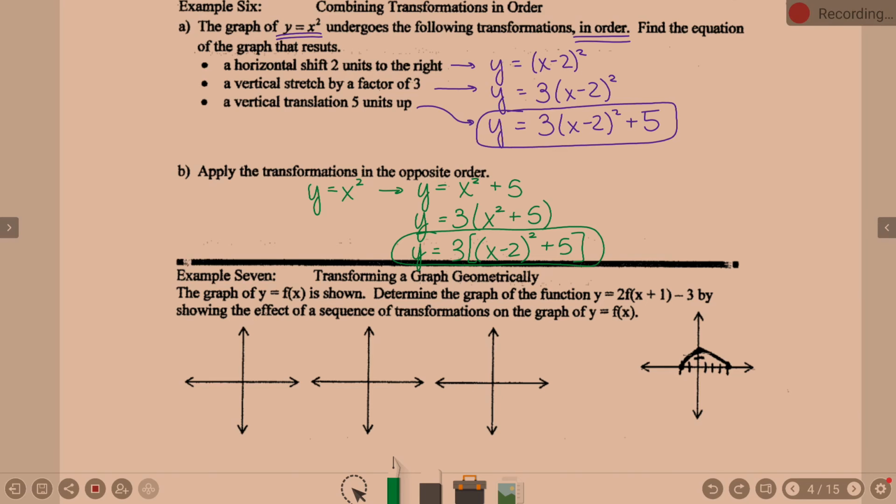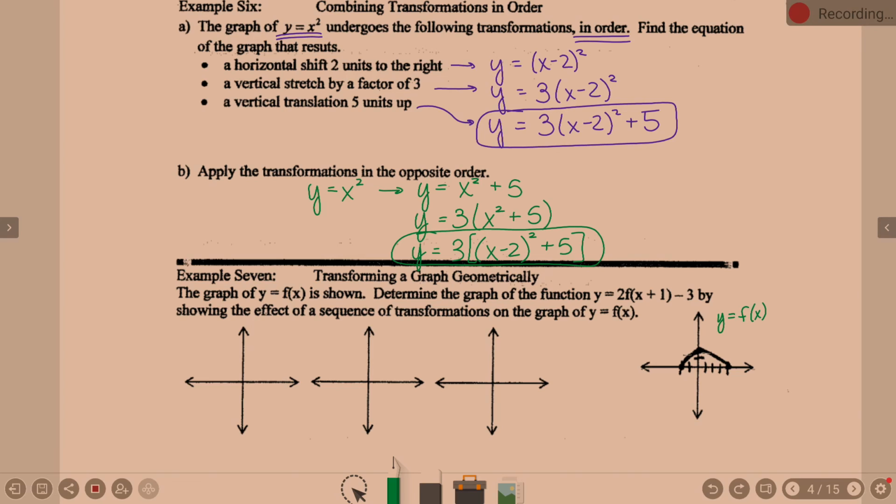Example 7, if you guys are ready here. This is not the best graph, but we're going to make it work. This given right here is your graph. This is our y equals f of x. The graph of y equals f of x is shown. Determine the graph of the function y equals 2 f of x plus 1 minus 3 by showing the effect of a sequence of transformations on the graph of y equals f of x.